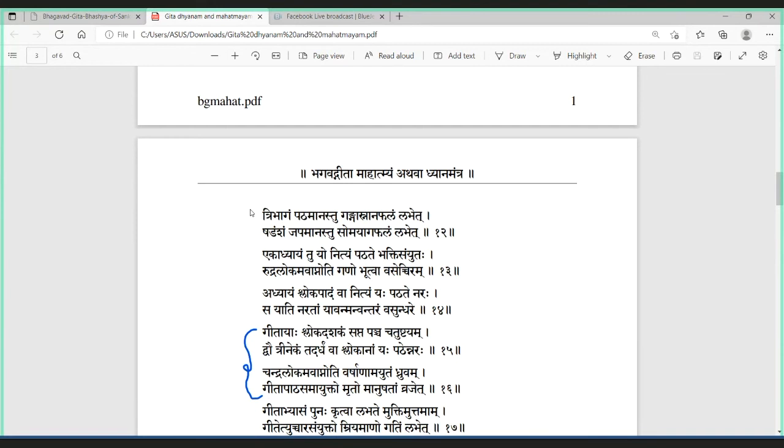Shad Amsham. If you can't do all 18 chapters, do 9. You can't do 9, do 6. You can't do 6, do 3. Half of that. 3 chapters. Japam. If you just do the Parayanam, japa of it, then what is it you get?